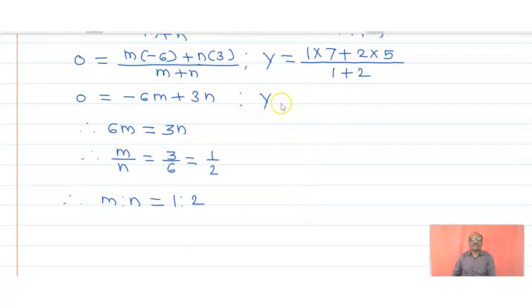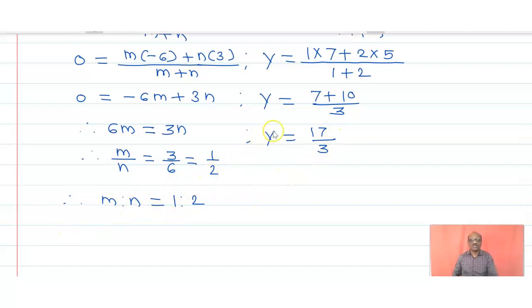That is y is equals to 1 into 7 is 7. And 2 into 5, 10 zala. Okay. And divided by 3. And we evaluate this. That is y is equals to 17 upon 3.